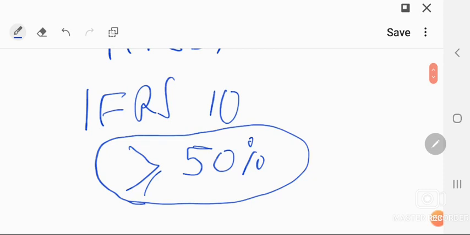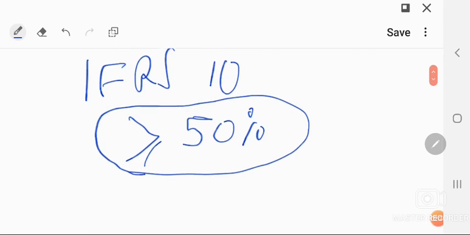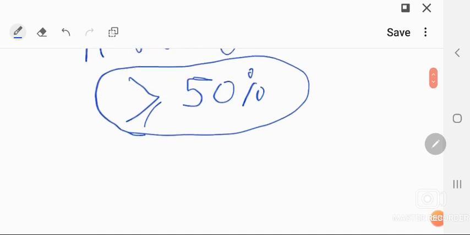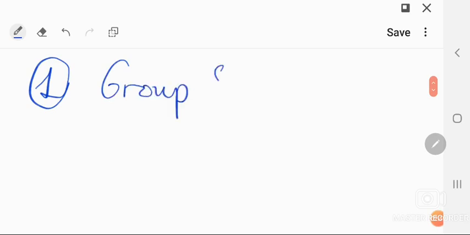So if it's below, what do we do? Then you cannot consolidate. It's very simple, just like that. This is the most important part of consolidation. So let us now look at the steps that will help you consolidate, and the standards on how they define the other things. The first thing in consolidation is what they call a group structure.